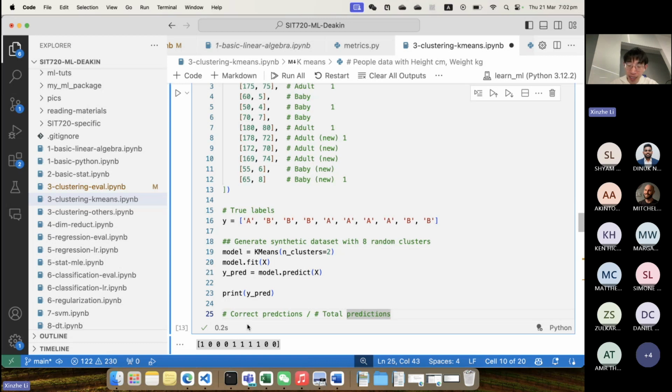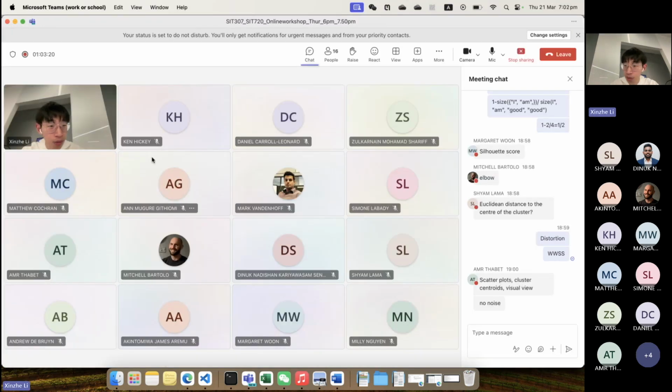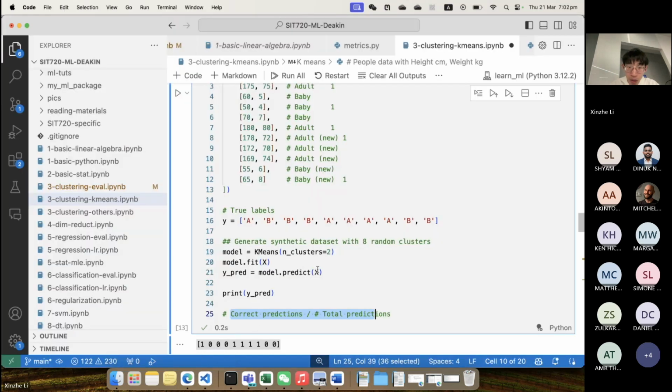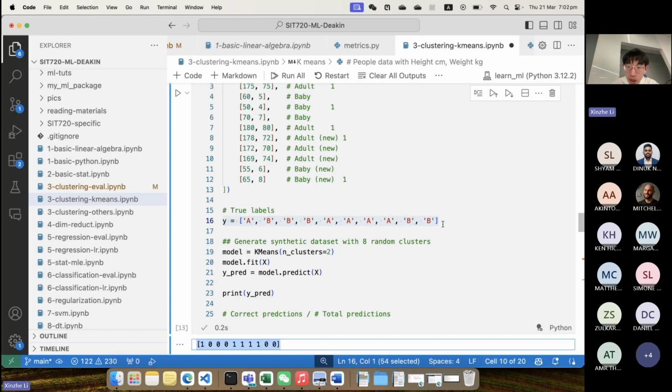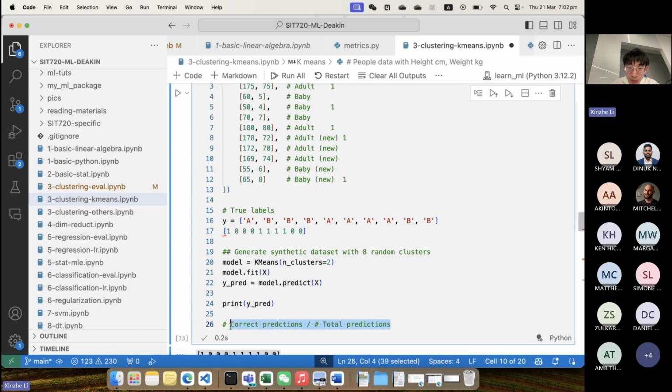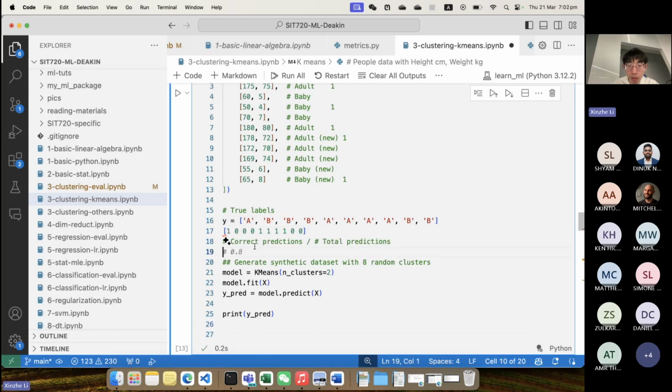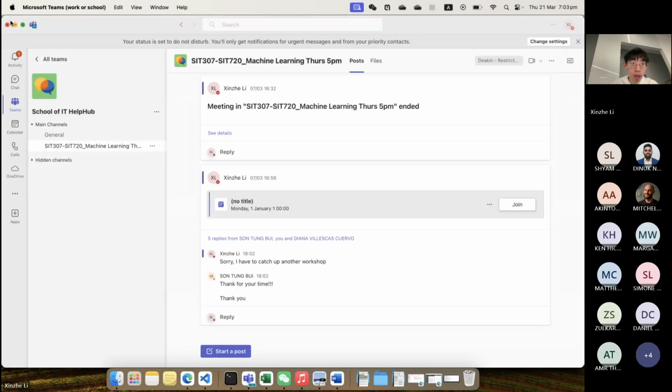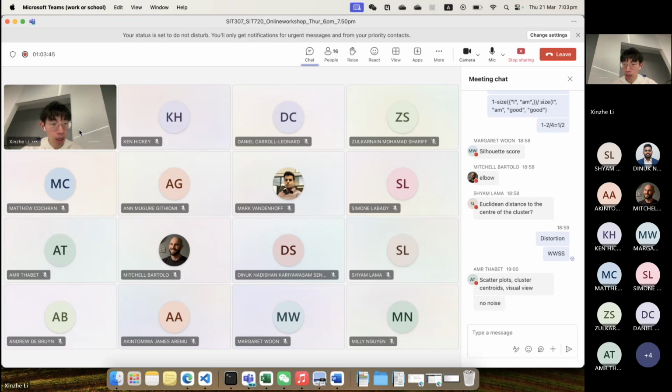A little hint here is there exists a challenge to calculate this. What's the challenge here, compared to classification? I have this, then I have this prediction, then we can calculate the accuracy. But what's the challenge to calculate the accuracy here? Still 15 seconds.